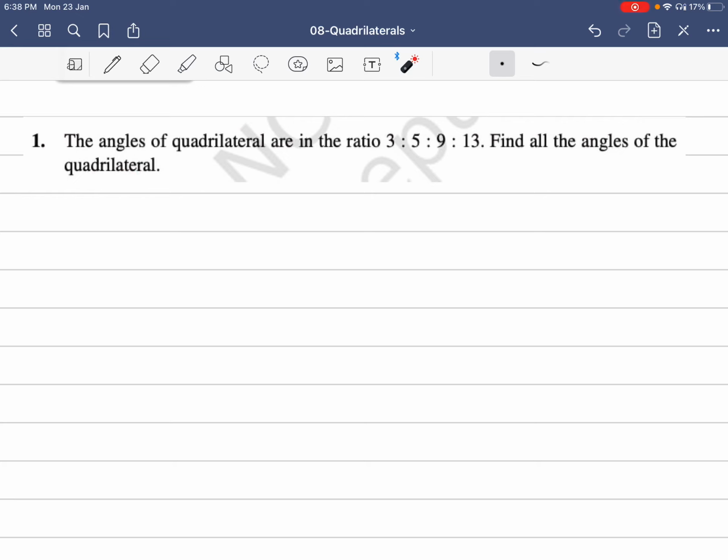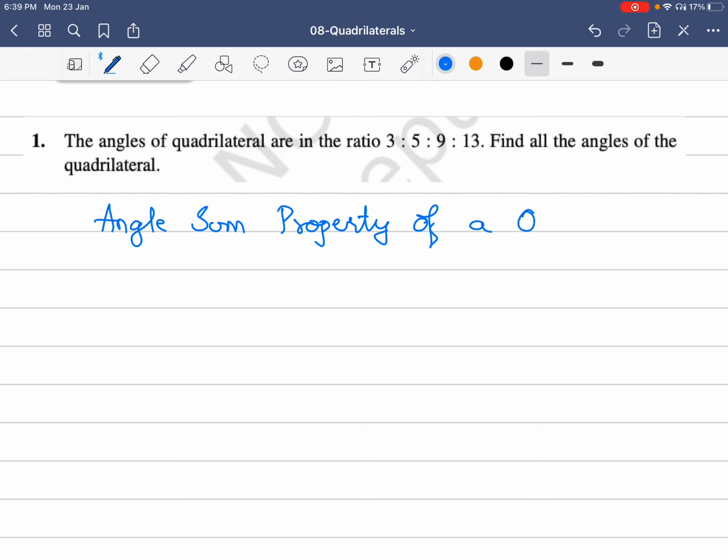This problem, as you might remember, is based on something called the angle sum property of a quadrilateral. And what does this property say? It says that the sum of all angles of a quadrilateral is equal to 360 degrees. Okay, all the angles of a quadrilateral, any quadrilateral.